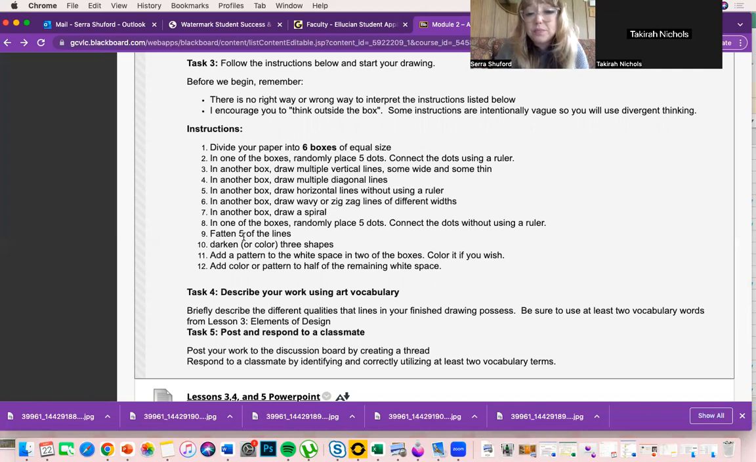And then after you post your initial thread, you'll need to respond to a classmate. Only one classmate this time. I know the last one we had to do 3, but it's just 1 this time. And respond to the classmate by identifying and correctly utilizing at least 2 vocabulary terms as well. So you'll need to not only identify those things in your drawing, but also in someone else's drawing as well. But you only have to do it to one person, so it's not like you're doing this a million times. It's really just one other thread.